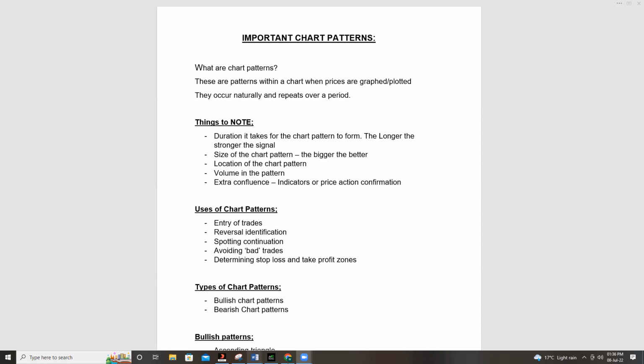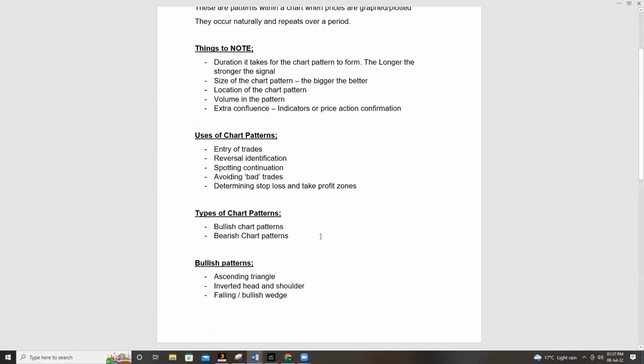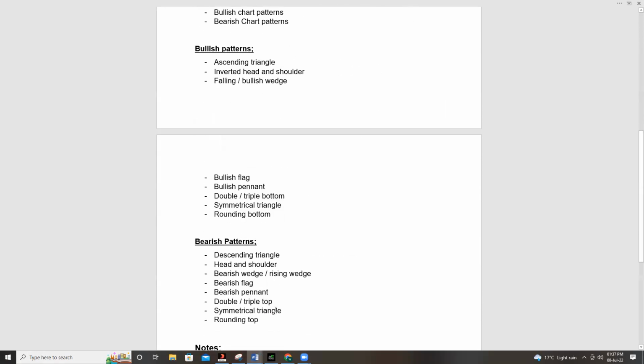Okay, when you go to Google, you get all these chart patterns, but it's important, even though you're Googling them, that you understand the location that they are showing up on your chart. So let's just mention some of the most important ones, because there is a list. Here is a list of the bullish and the bearish ones.